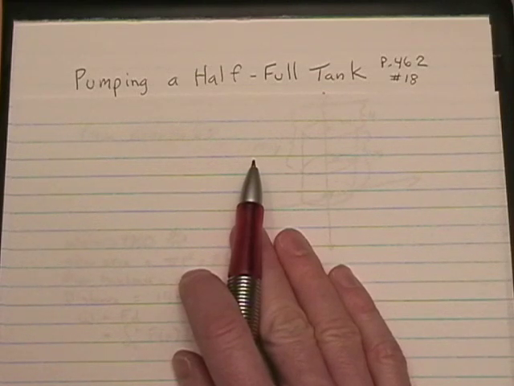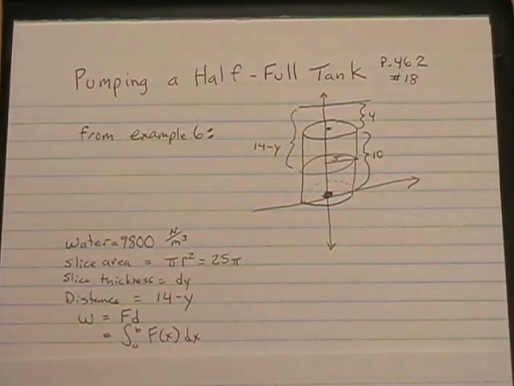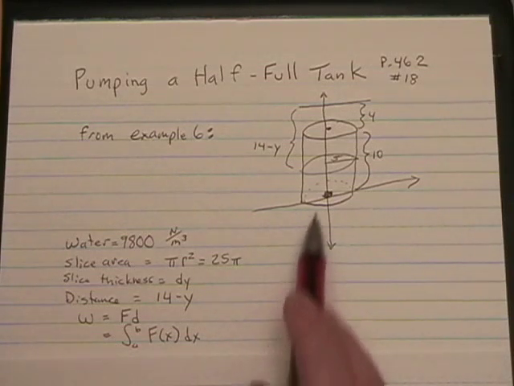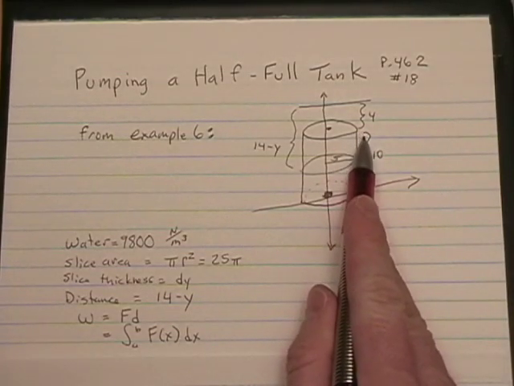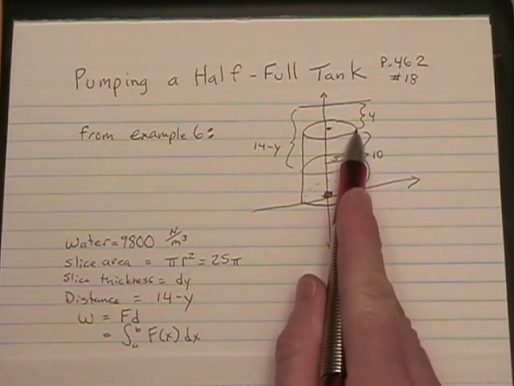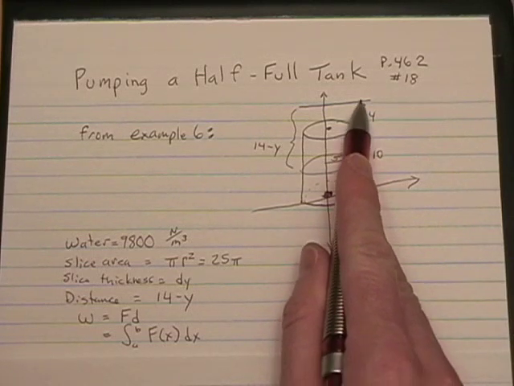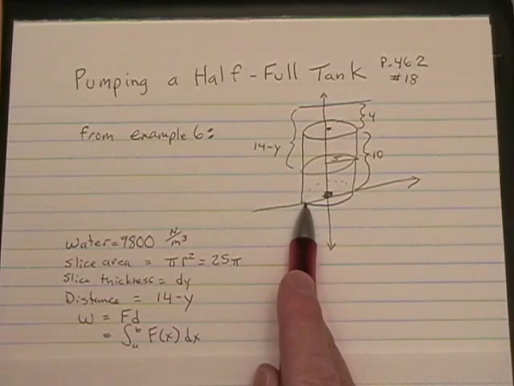I'm going to save you the boredom of watching me draw the picture again, so I've provided that here along with some of the important information from example 6. Let me just say a few words about this before we get to solving the problem from page 462. We have a cylindrical tank which is 10 meters high, has a radius of 5 meters. We are pumping to a distance 4 meters above the tank. In other words, 14 meters from the bottom of the tank.